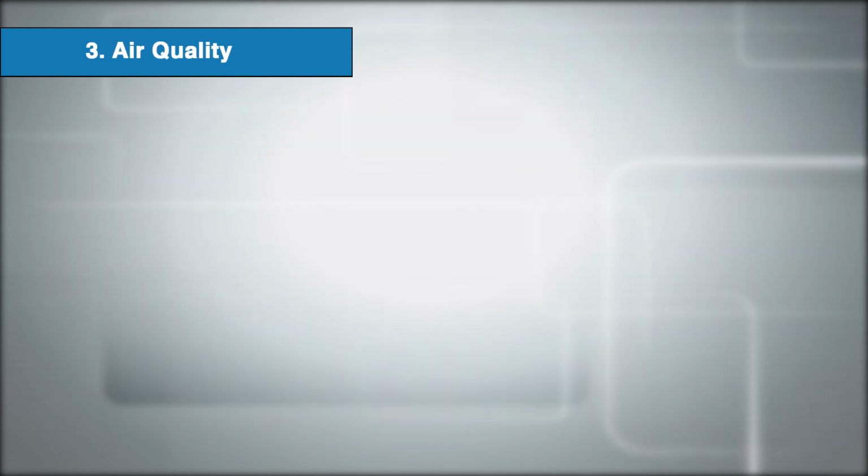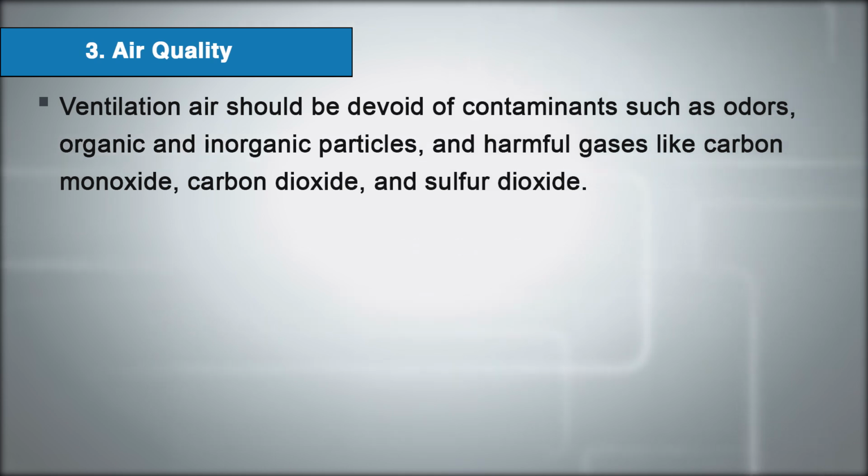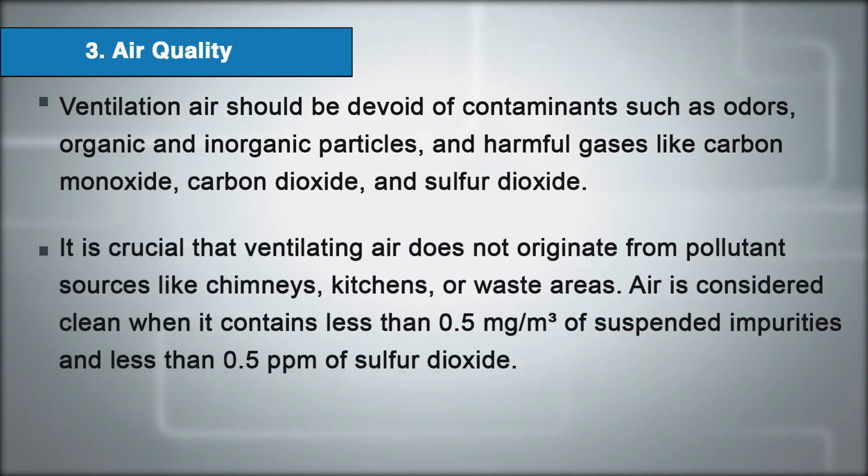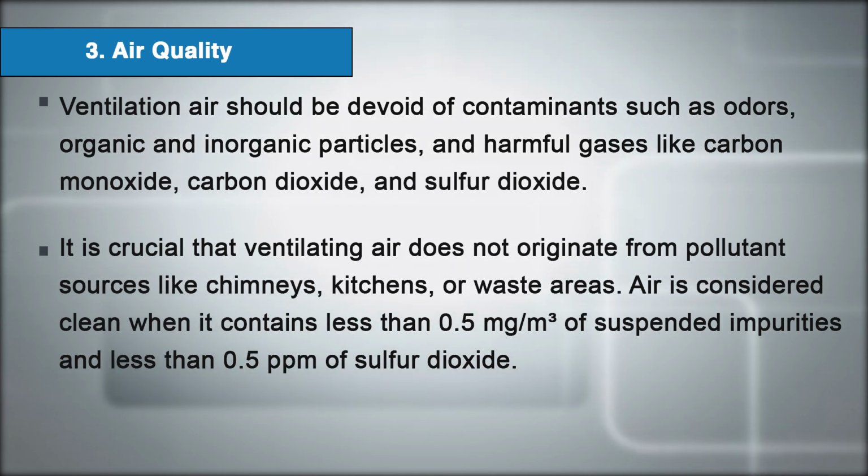Next is air quality. Ventilation air should be devoid of contaminants such as odors, organic and inorganic particles, and harmful gases like carbon monoxide, carbon dioxide and sulfur dioxide. It is crucial that ventilating air does not originate from pollutant sources like chimneys, kitchens or waste areas. Air is considered clean when it contains less than 0.5 milligram per meter cube of suspended impurities and less than 0.5 ppm of sulfur dioxide.